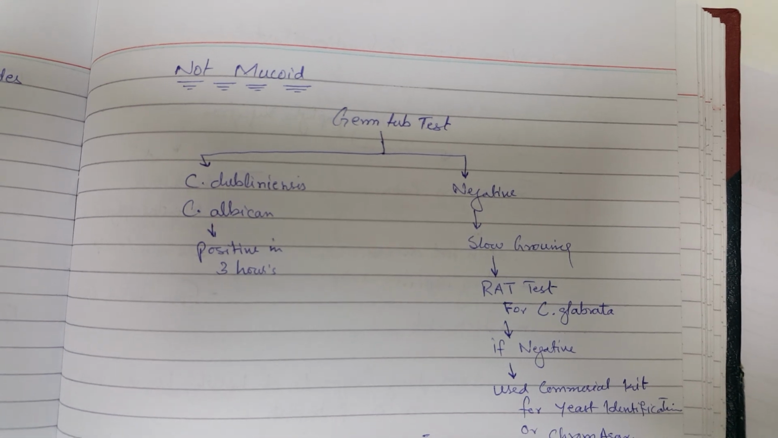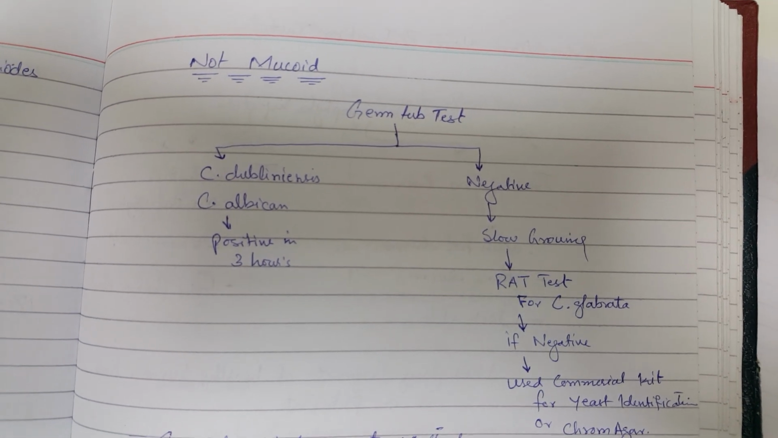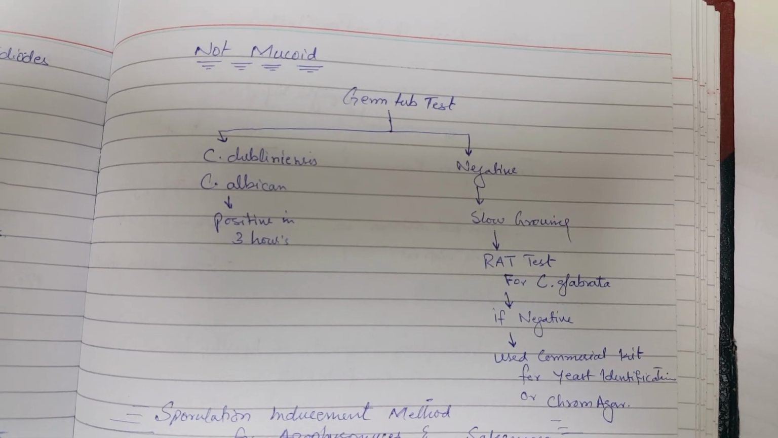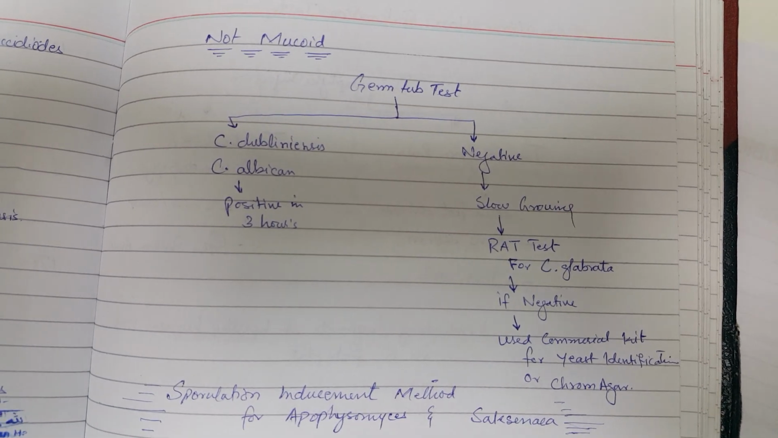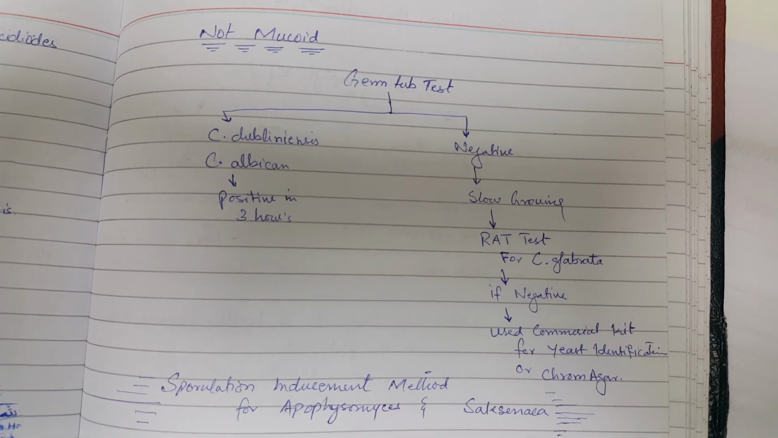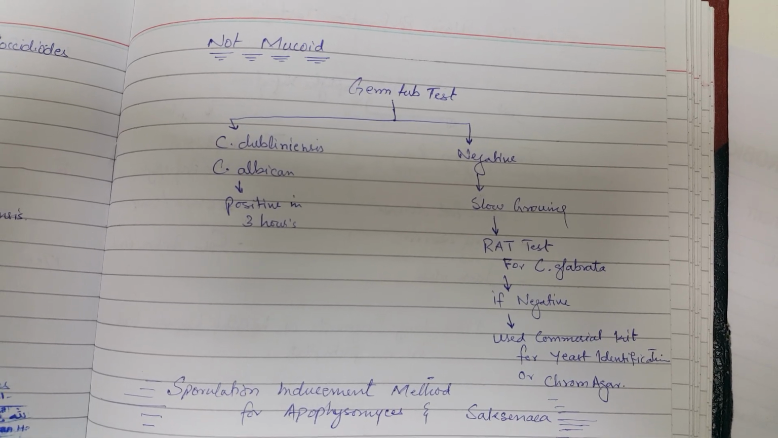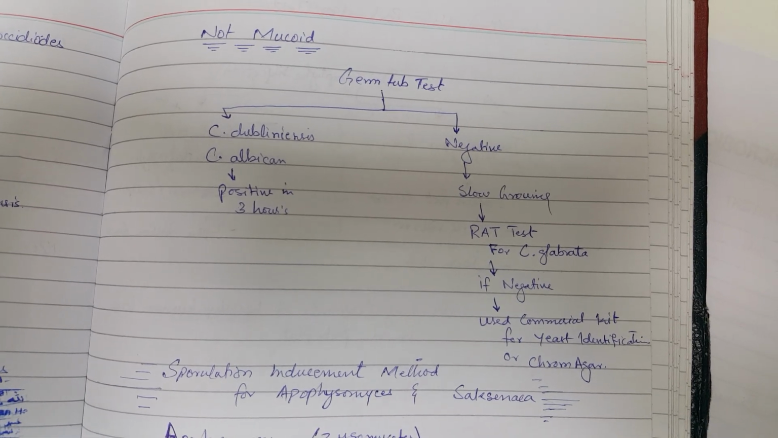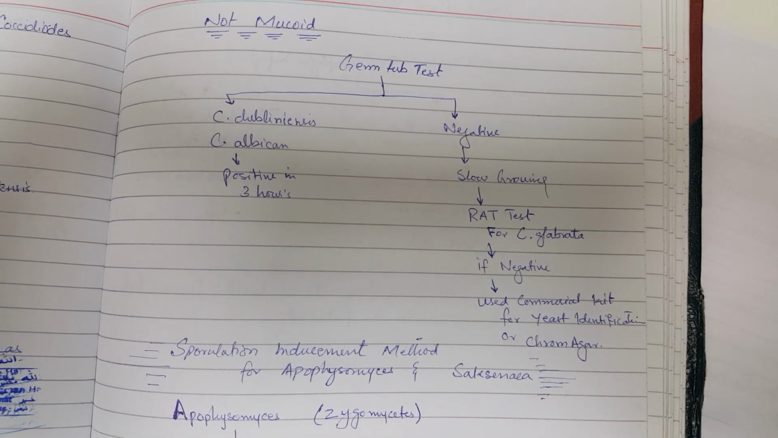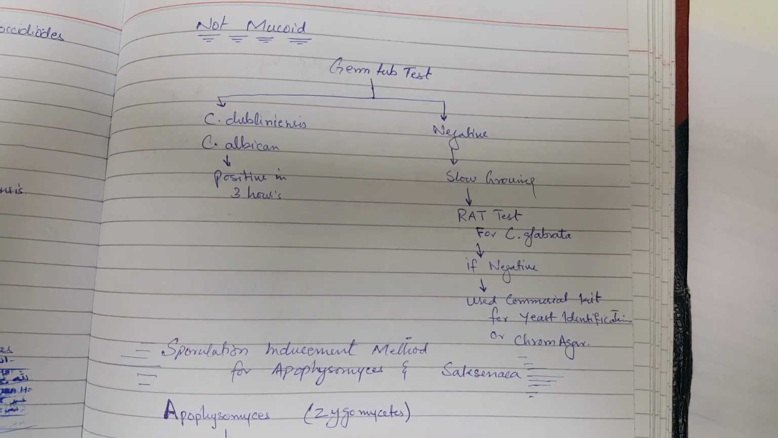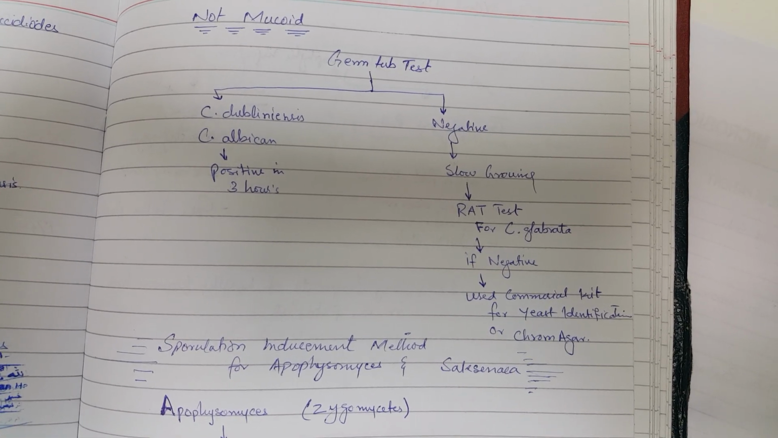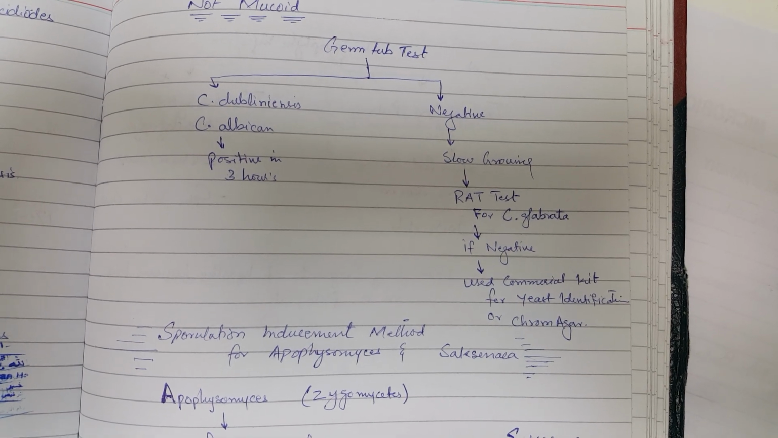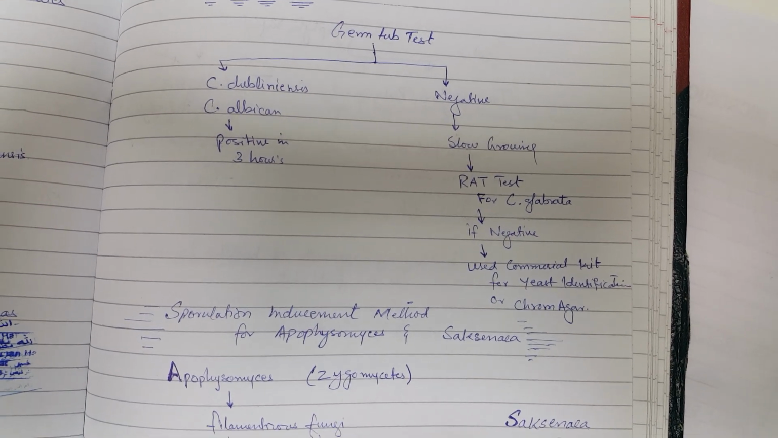If the colonies are not mucoid, the germ tube test is used. If it is positive, then C. albicans is suspected, which is positive within 3 hours. If it is negative, then we go for the slow growing organisms. First we rule out C. glabrata by the RAT test. If it is negative, then use a commercial kit for yeast identification or chrome agar.